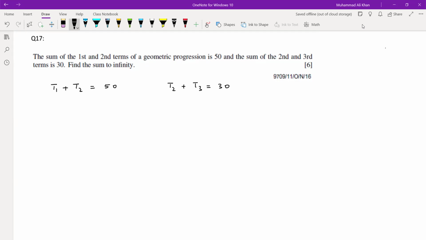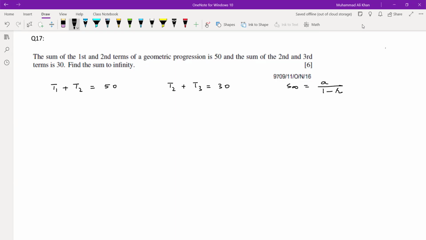It's a geometric progression. For the sum to infinity, we need A over 1 minus R, which means A and R are unknown. First of all, we have to make two equations. Solving them simultaneously will give the values of A and R. Wahan se sum up to infinity aa jayega.